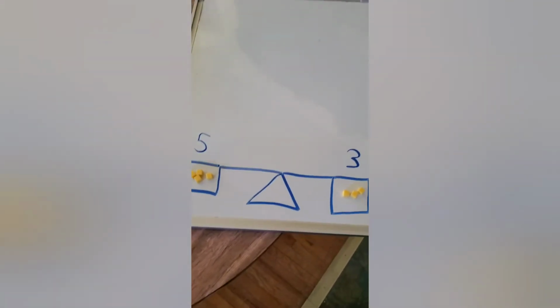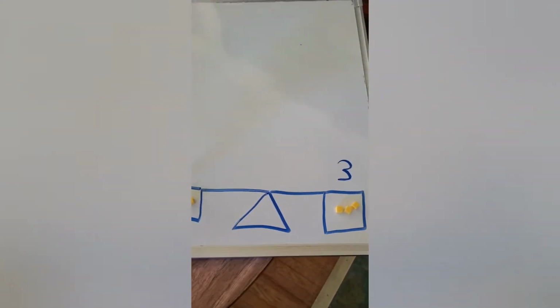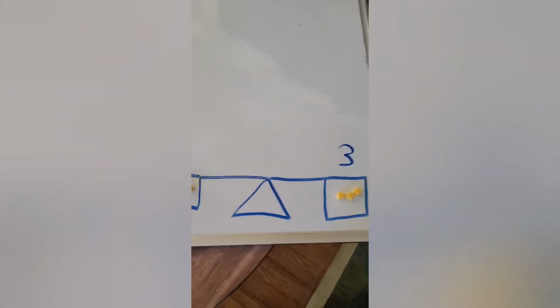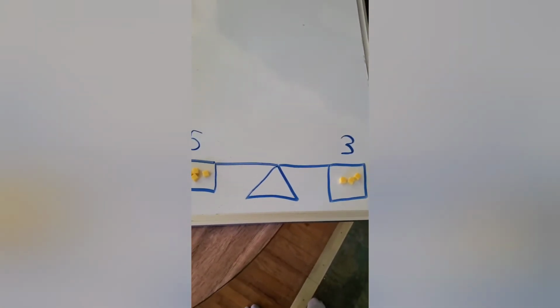How could I balance out this pan? Because 5 and 3 are not balancing it out. What can I do?